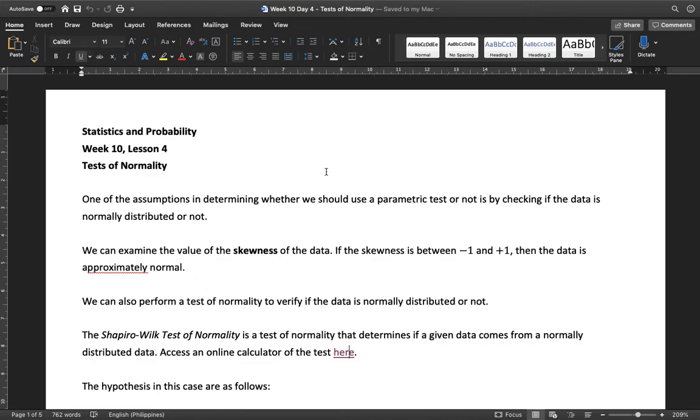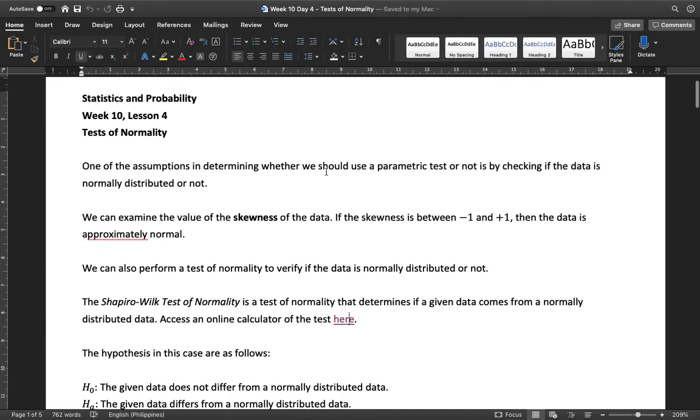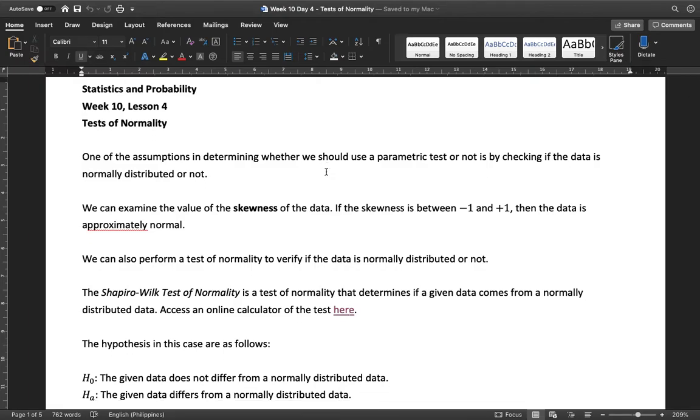Now, one of the assumptions in determining whether we should use a parametric test or not is checking if the data is normally distributed or not. So, yun yung isa natin kailangan malaman kung yung data ba natin ay normally distributed. Kapag normally distributed siya, gamit tayo ng parametric test. Kapag hindi naman, hindi tayo gagawa ng parametric test. By the way, ano nga ba yung mga parametric and non-parametric test? We're gonna cover ano yung mga test sa parametric at ano yung test na hindi parametric on our next lesson.